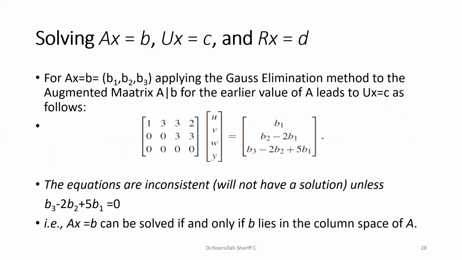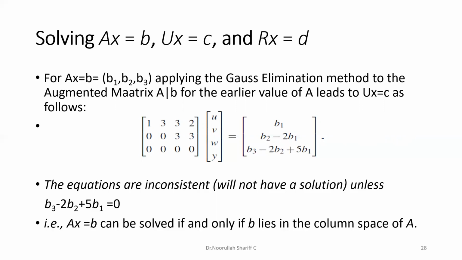Now let us consider the same example which we have considered earlier, where we have AX equal to B, that is B equal to B1, B2, B3, and we try to apply the elimination method to the augmented matrix here, which is the combination of A as well as the vector B for the earlier value of A, which leads us to UX equal to C as follows. So we will get 1, 3, 3, 2, 0, 0, 3, 3, 0, 0, 0, 0 as A. X is the same U, V, W, Y.